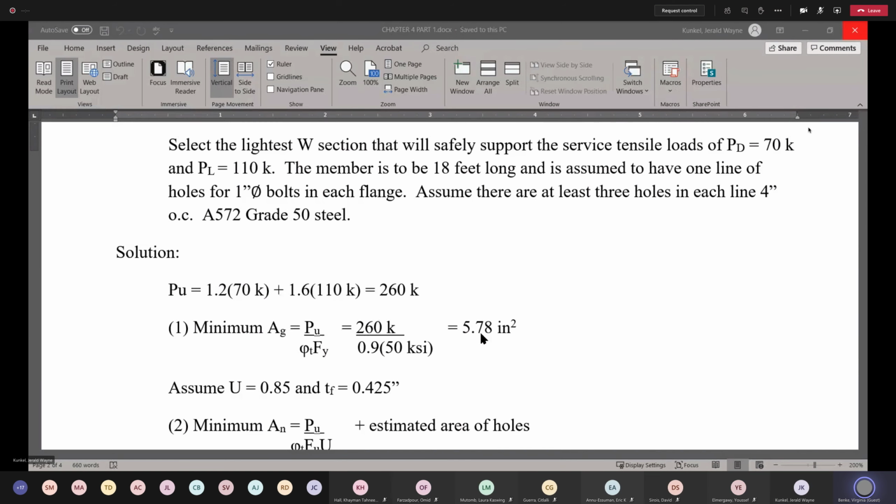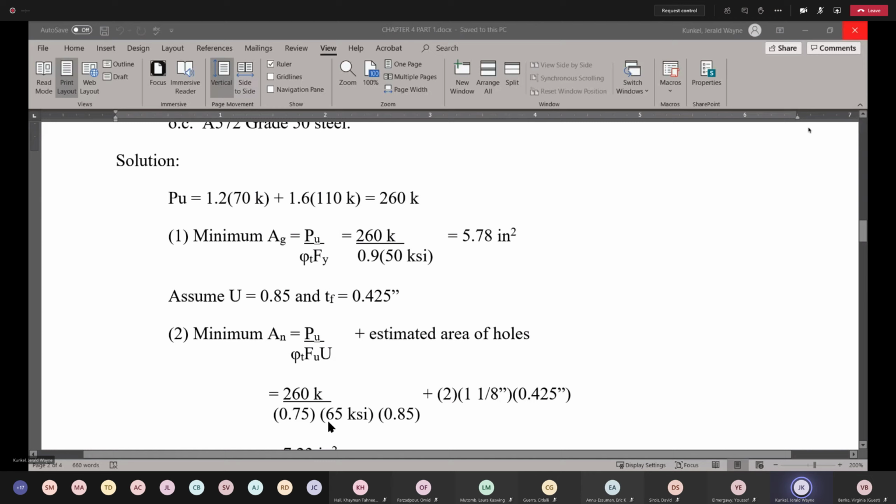For F sub y, we need to look at that in the steel manual, right? So would we get that from the A572 grade 50 steel information? That's correct. F sub u, remember, Virginia, see right down here in step number 2, now we're going to use F sub u. So I would go back to table, wait, I got it, just a sec.